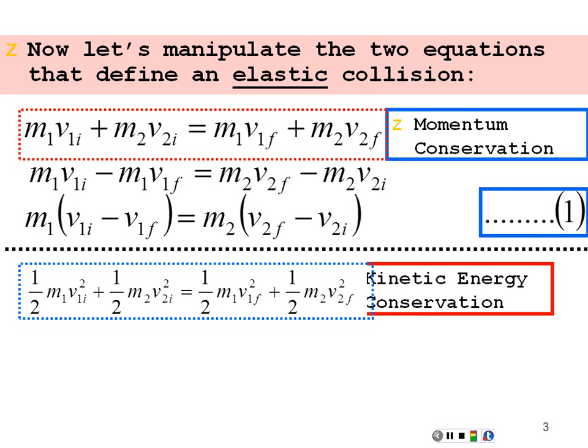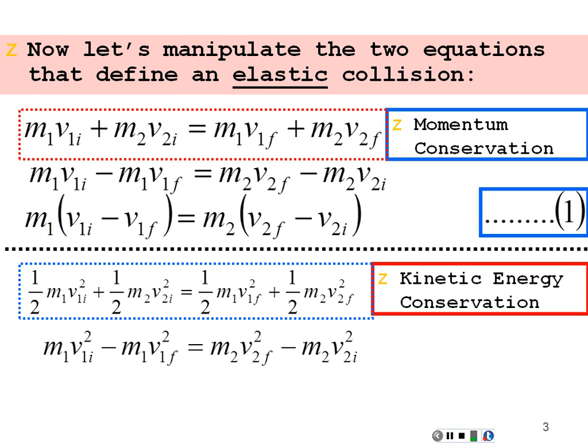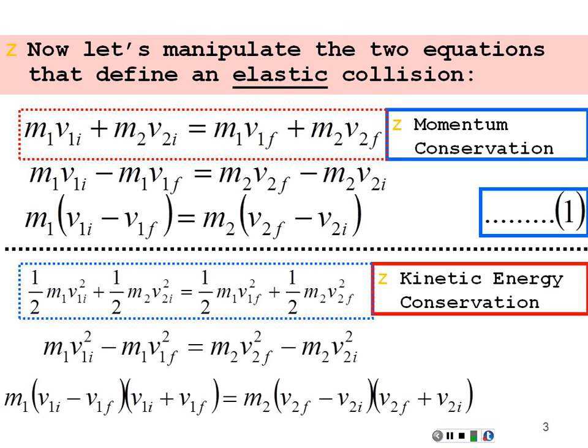Then we'll take kinetic energy conservation, and let's multiply all the way through by 2 to get rid of the 1/2. Put all the mass 1 terms on the left, all the mass 2 terms on the right, and we have this. We're going to have the difference of squares for the velocities on both sides, so let's factor those out. And I have this: mass 1 times (V1 initial minus V1 final) times (V1 initial plus V1 final) equals mass 2 times (V2 final minus V2 initial) times (V2 final plus V2 initial). We're going to call that equation number 2.